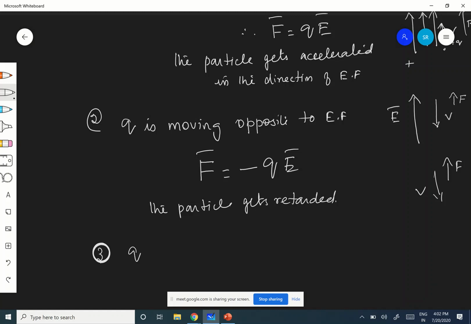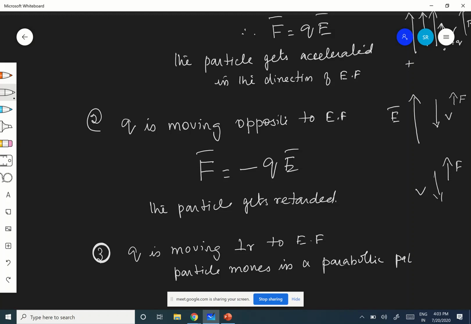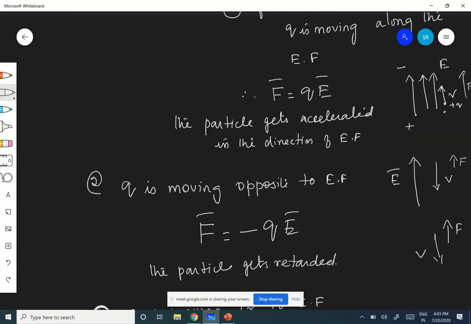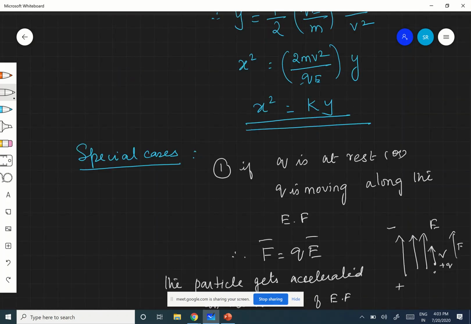If Q is moving perpendicular to the electric field, then definitely it will experience a force, as we have just seen. Therefore here the particle moves in a parabolic path. Is it clear? So this is about the force on a charged particle in a uniform electric field.